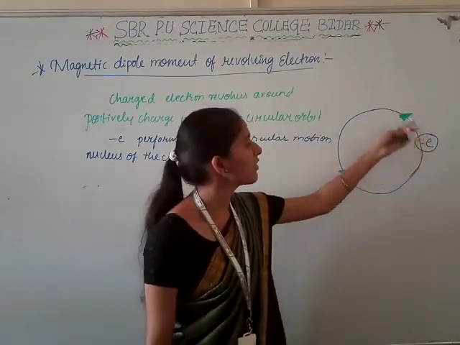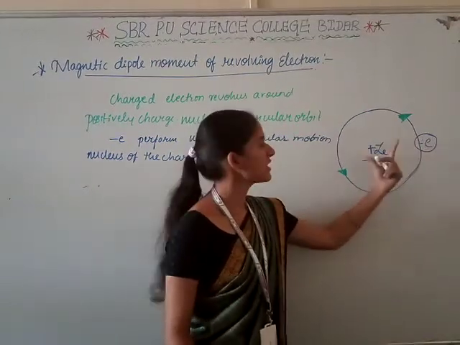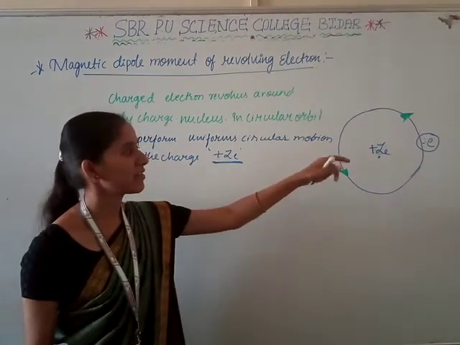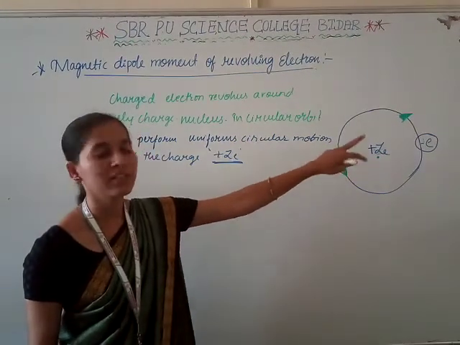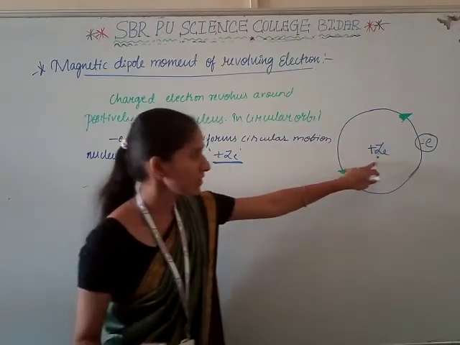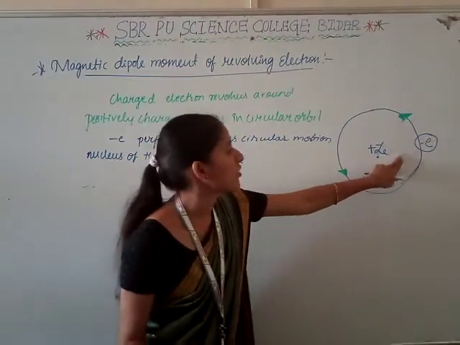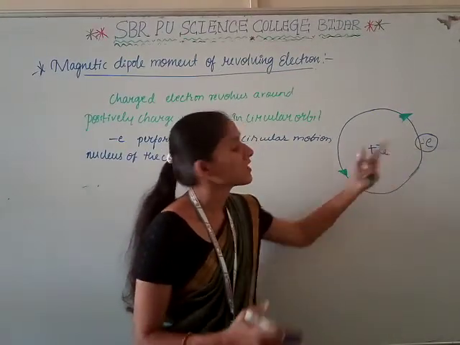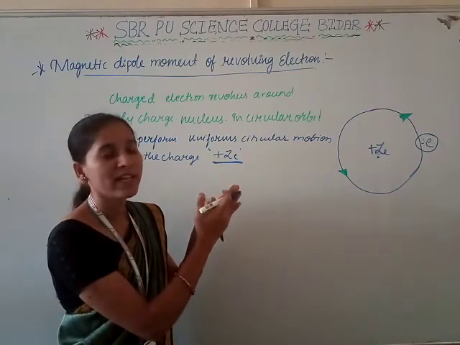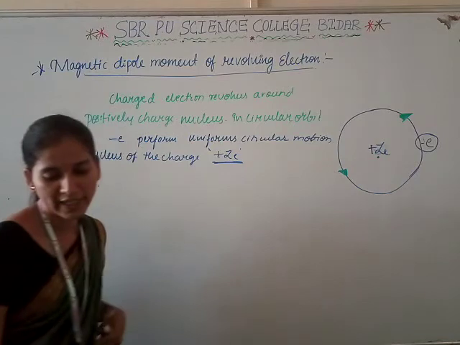When it is revolving, it attracts the positive. It has a negative charge, and the nucleus has a positive charge. When both have opposite charges, they attract each other. When they attract, the electron comes towards the positive proton in the nucleus. When it comes nearer to the nucleus, it produces a centripetal force, that is, a force directed towards the center.